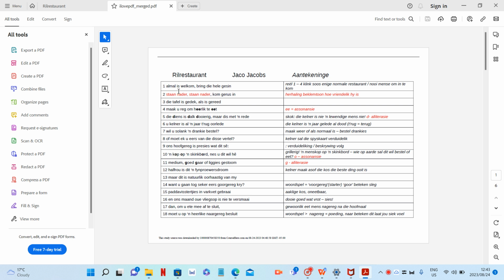Almal is welkom. Bring die hele gesin. Staan nader, kom gerus in. Die tafel is gedek, alles is gereed. Maak u reg om heerlik te eet.